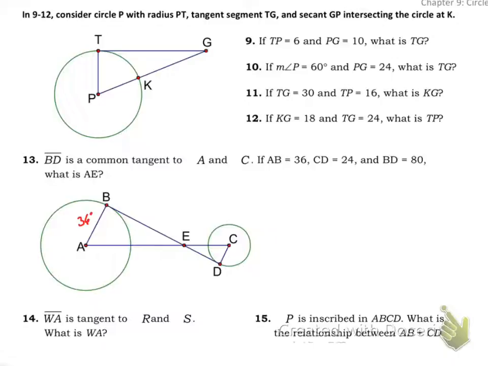All right, so we have AB at 36. And then we have CD equaling 24. And then we have this total length here from B to D equaling 80. Well, can you picture these two triangles here? I know I'm going to do something with both those triangles, so I'm going to label B to E X, because I don't know what that whole distance is, which would make E to D 80 minus X. Then I'm going to recognize an important fact, that lines that are tangent are perpendicular to the radius, so that's 90 degrees. So this guy would be 90 degrees.